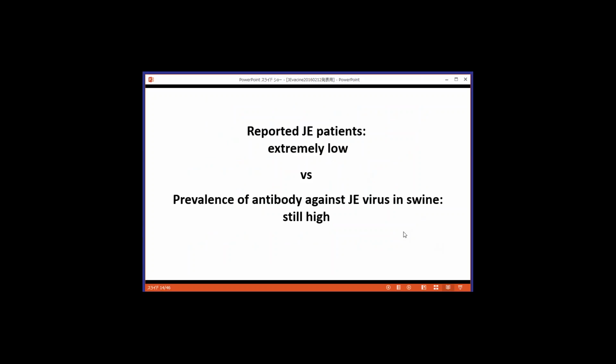Now, we encounter paradoxical findings. Reported JE patients are extremely low in Japan. It's paradoxical. Prevalence of antibody against JE virus in swine is still high. To explain this paradox, I will introduce an excellent article by Dr. Matsunaga et al. Dr. Matsunaga owns a clinic of pediatrics and international medicine located in an urban area of eastern Tokyo.